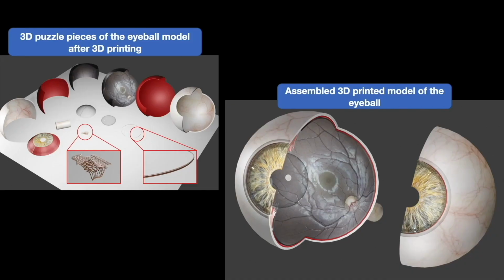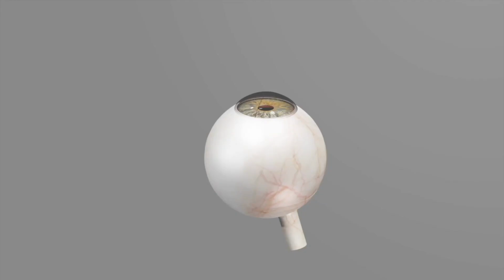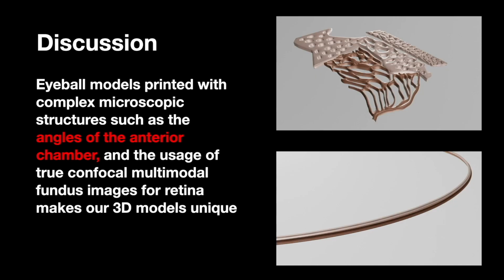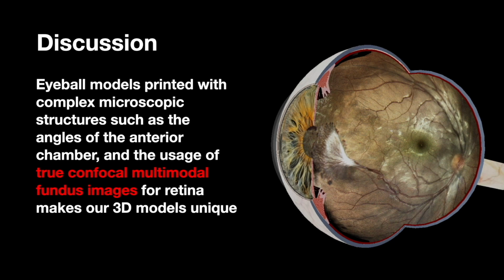On the left-hand side, you can see the 3D puzzle pieces of the eyeball model after 3D printing. And on the right-hand side, you can see the assembled 3D printed model of the eyeball. This video shows how the 3D eyeball was constructed in fine detail by us with all the various parts. Our 3D eyeball models were printed with complex microscopic structures such as the angles of the anterior chamber and true color multimodal fundus images, which makes our models unique.